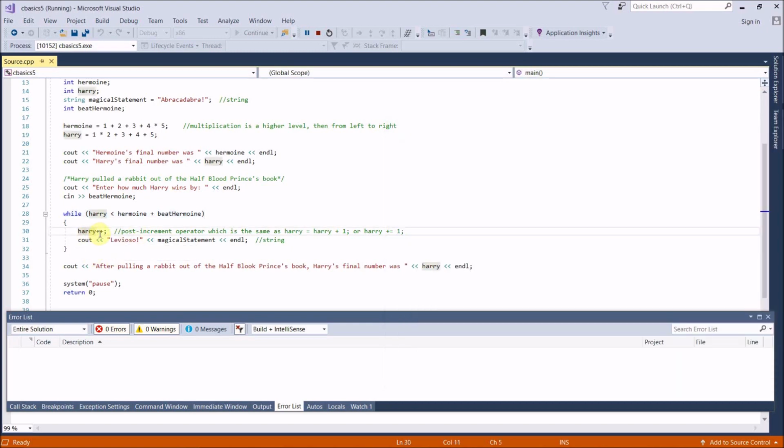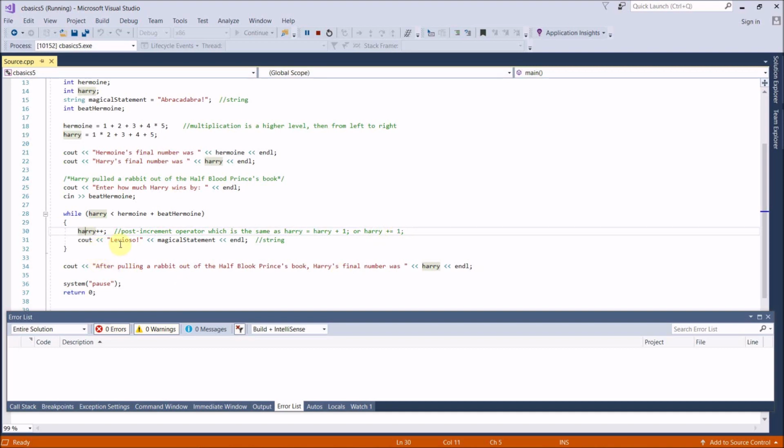So what we're going to use here is Harry plus plus, a post increment operator, which is different from pre, but because we don't have an expression with other operands, it really doesn't matter. This post increment operator is the same as saying Harry equals Harry plus 1, or if you remember our compound operators, Harry plus equals 1.